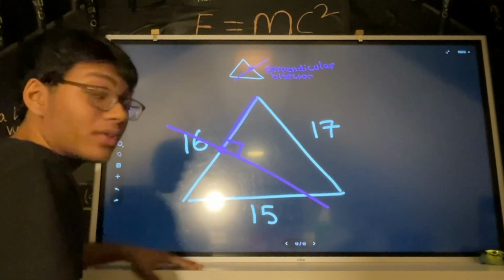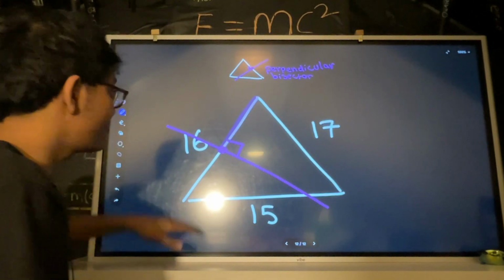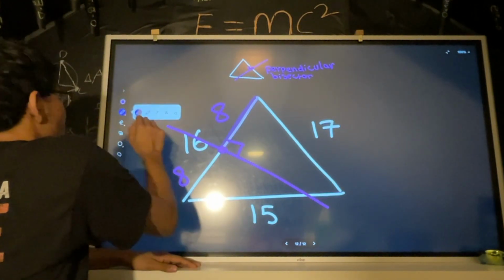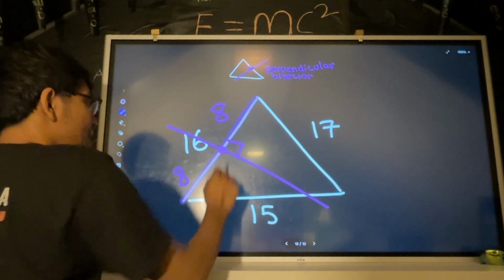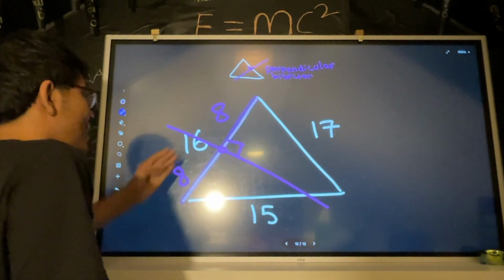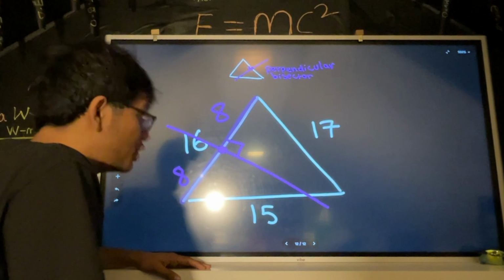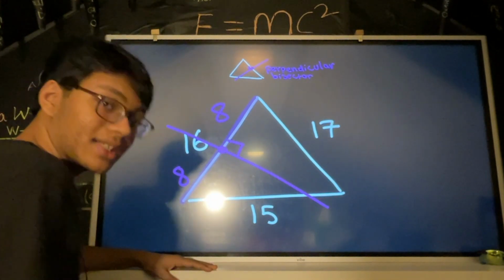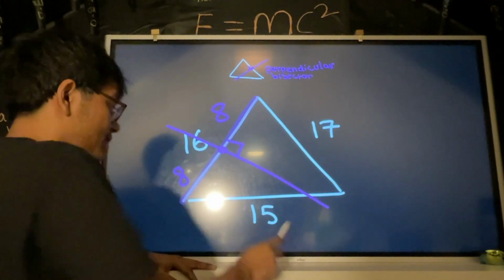Since this is a perpendicular bisector, it's going to chop this side of 16 into two line segments of 8 and 8. Okay, so this part of the triangle is 8, this part of the triangle is 8, it adds up to 16. All nice and good. So that's how helpful the perpendicular bisector can be. Let's check out the last one, which is the angle bisector.